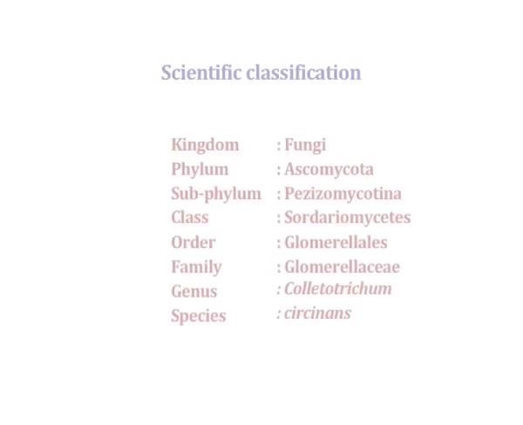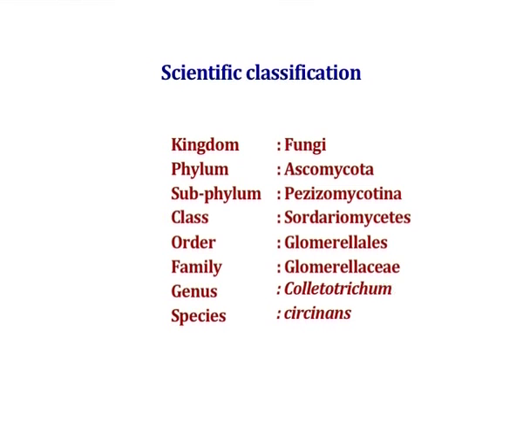Next is the scientific classification. Kingdom Fungi, phylum Ascomycota, subphylum Pezizomycotina, class Sordariomycetes, order Glomerellales, family Glomerellaceae, genus Colletotrichum, species circinans.